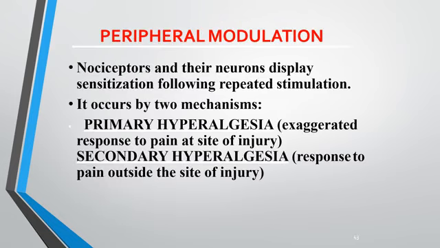In the first slide we have seen that there are three levels of modulation, that is peripheral level, spinal cord, and then supraspinal. One by one we will see. Peripheral modulation: nociceptors and the neurons display sensitization following repeated stimulation. The free nerve endings and the neurons passing along with them have the property of sensitization following repeated stimulation. Sensitization means increased sensitivity. It occurs by two mechanisms.